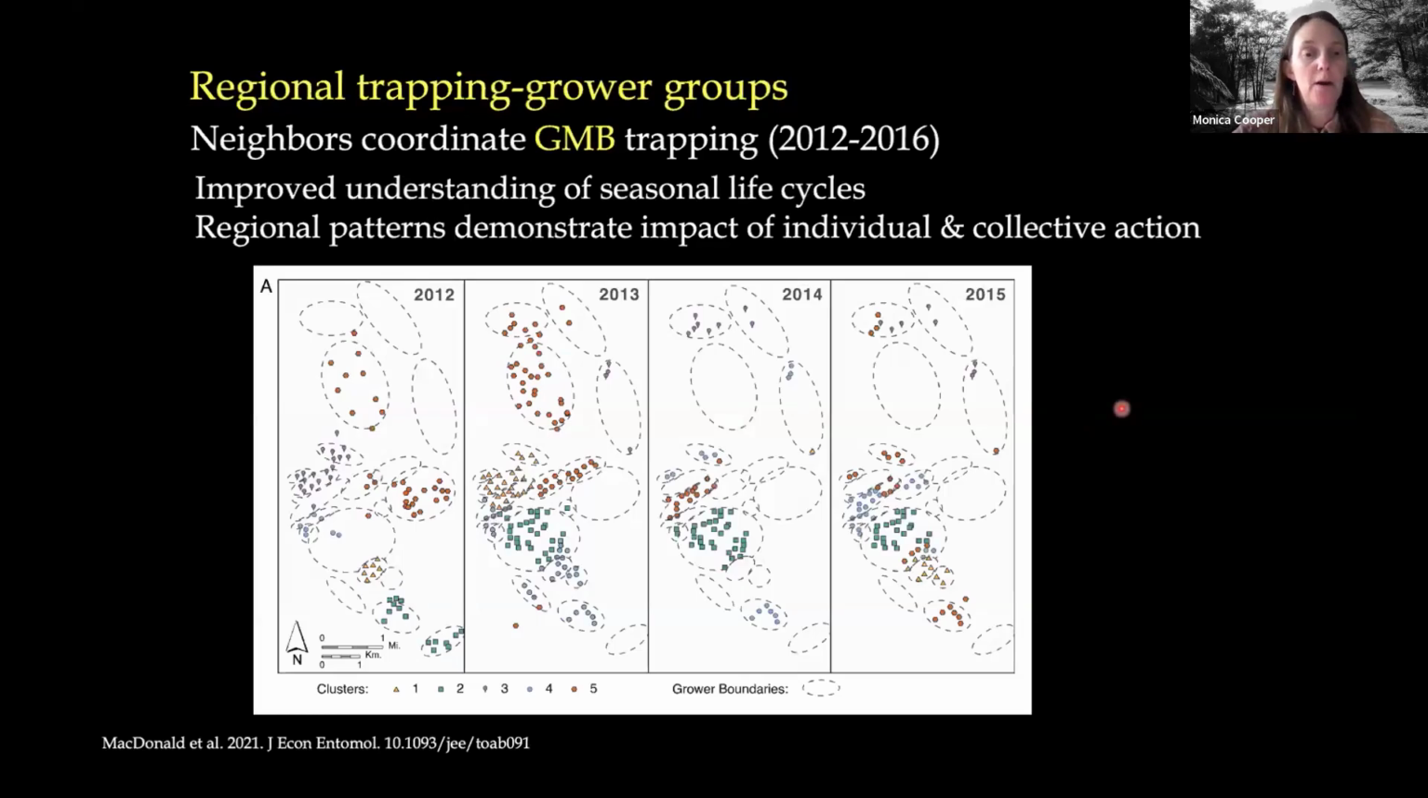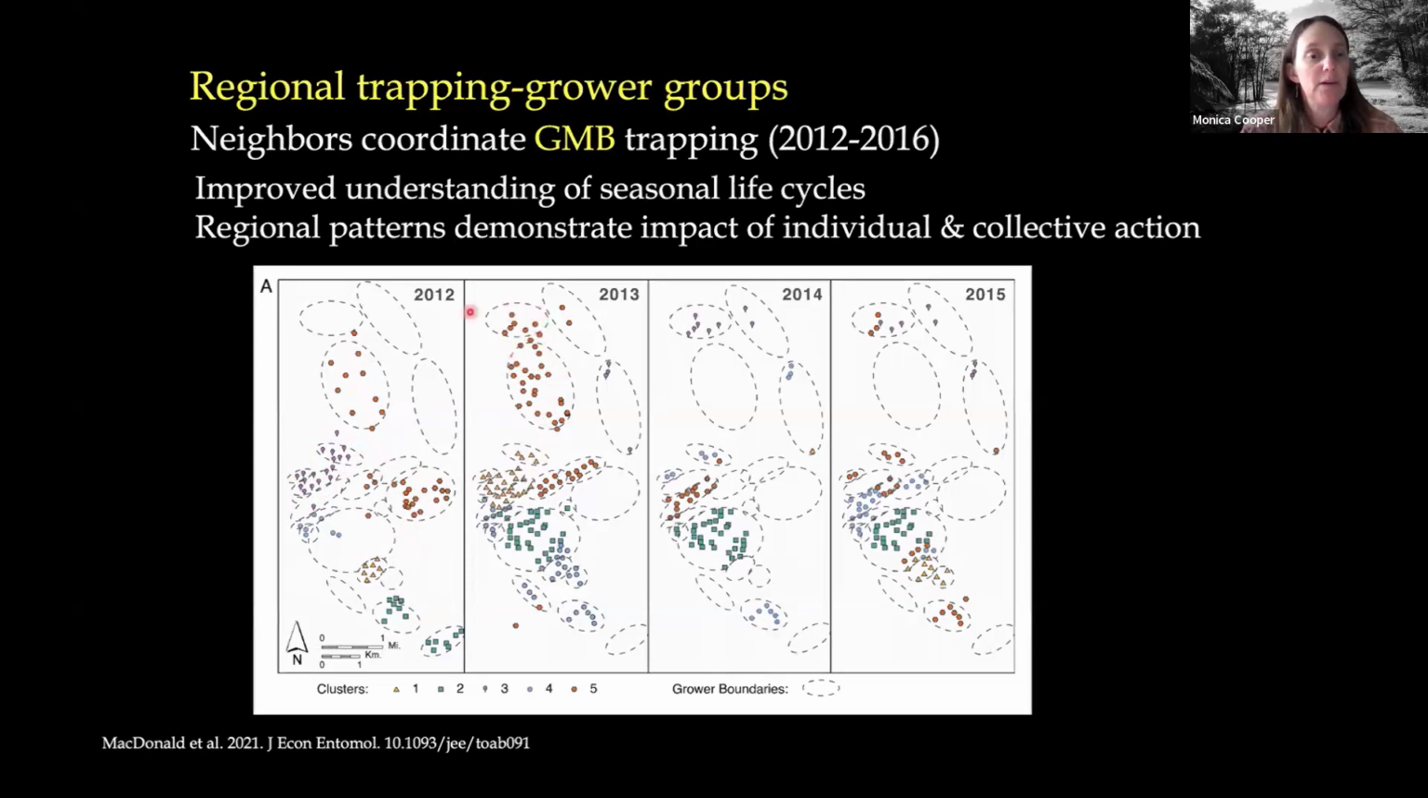Another way to look at those data is to show them on a map. So these are maps that represent 2 different regional groups that were coordinating and trapping in Napa County from 2012 to 2015. And the dotted lines are the boundaries of the growers, and then the dots that you see are the traps. And the color and the shape of them shows how those traps are related to the neighboring traps. So when they're all the same color and the same shape across grower boundaries, that means that those traps are very similar to each other.